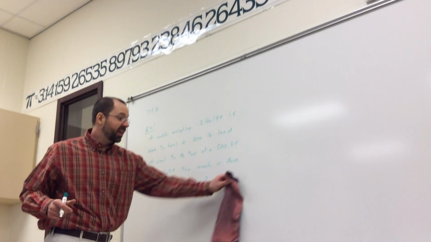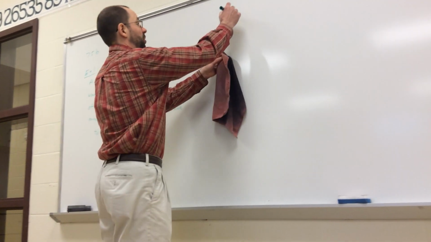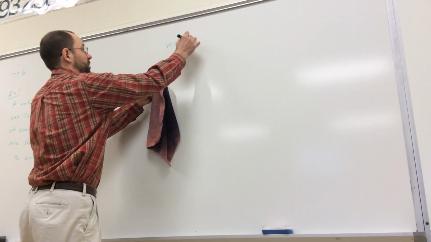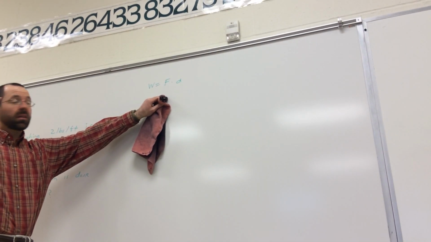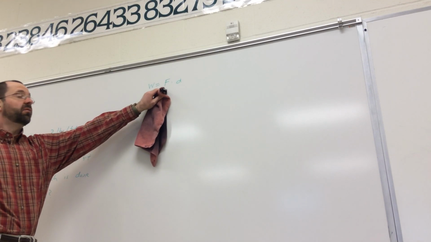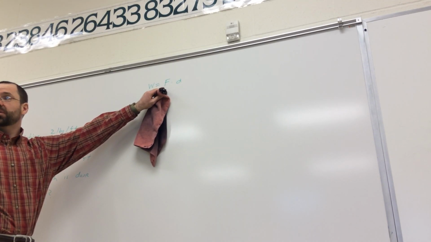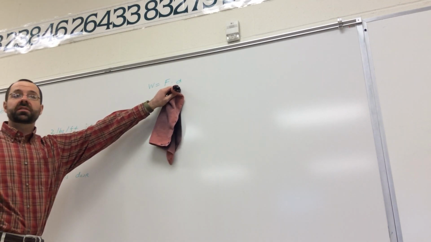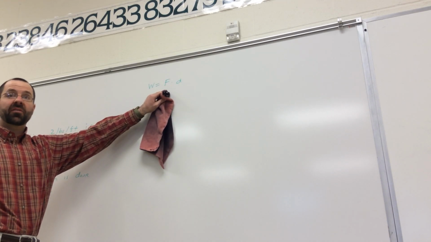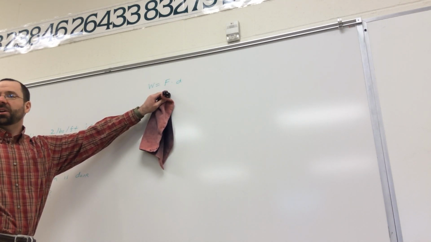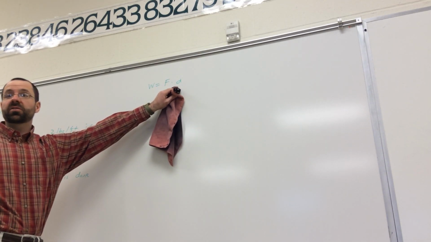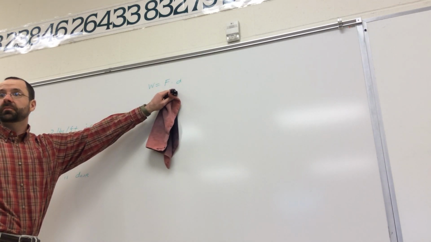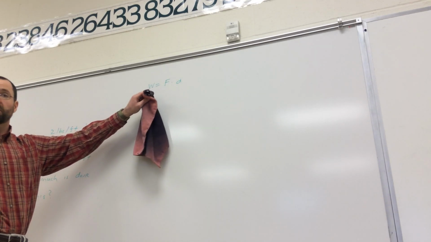Okay, so it's been a while since we talked about work. The formula for work is force times distance. Force is often in pounds and distance is in feet, so it's a foot-pound. Or sometimes if you're in the metric system, force is in newtons and distance is in meters, and then it's a newton-meter. Okay, so that's how you find work.